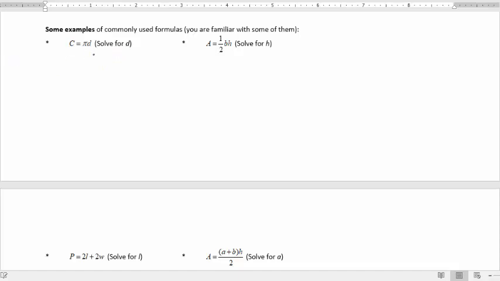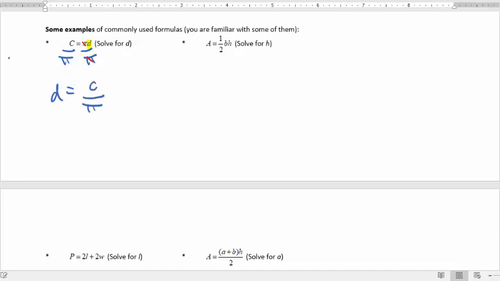So if I have pi times d and I want to solve for d, again, what might be helpful is to box or shade the variable that you're trying to solve for. So in this case, I'm trying to solve for the d, so what's happening to the d now? It's being multiplied by pi. So the only way I can get rid of that pi that's multiplying the d is to divide by pi. And if I do it on the right side, of course, I've got to do it on the left side. And on the right side, it cancels, which is what I wanted. And I just have d. So I have d equals C divided by pi.